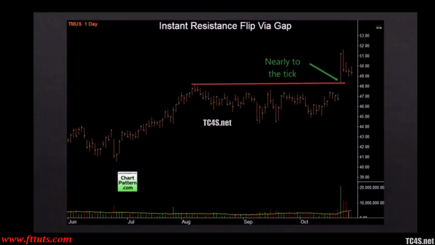So here's TMUS. This just happened the other day on T-Mobile. And I called this in chat and said, T-Mobile's a long and I'm interested today. The reason why was because the gap that happened that day on earnings news, I believe, was nearly holding to the tick and opened right to the prior resistance of the entire basing area here. So price had come up, pulled back, kind of made a flag behavior, held this peak, couldn't get through it, and then gapped it nearly to the tick and held.